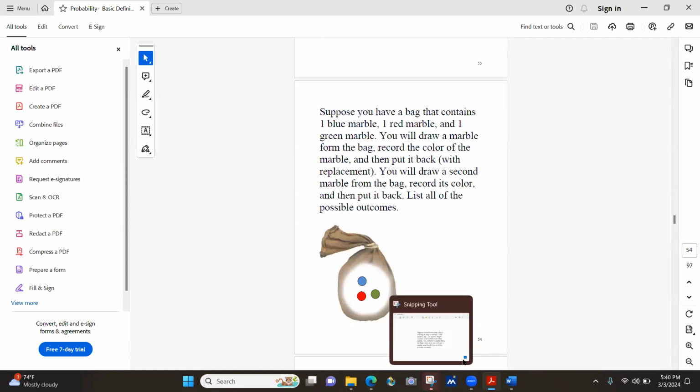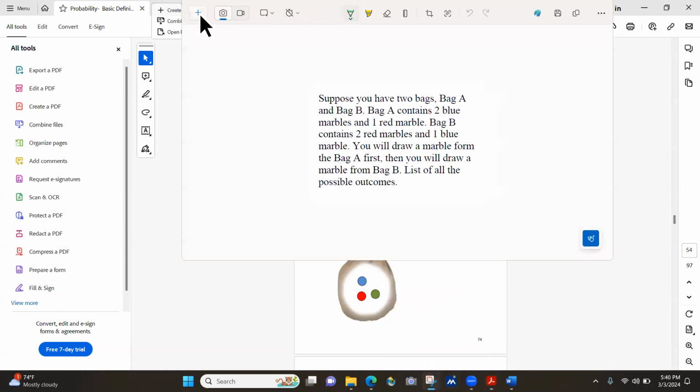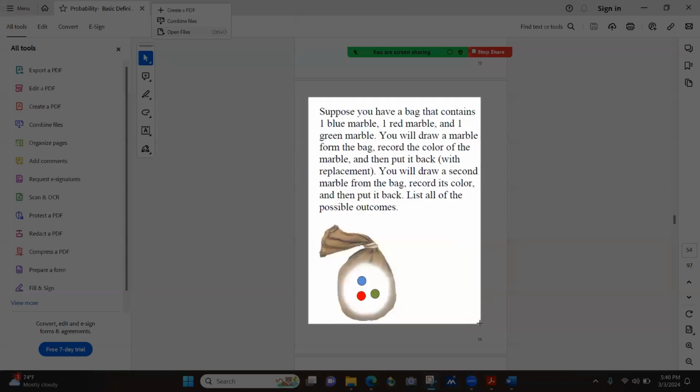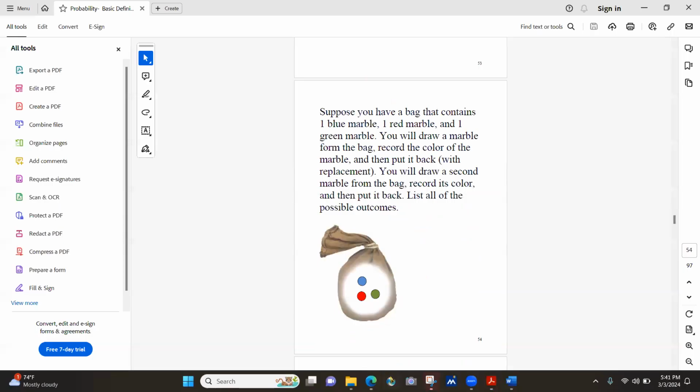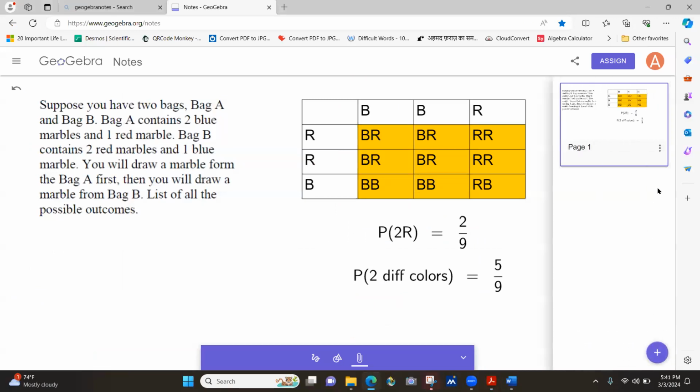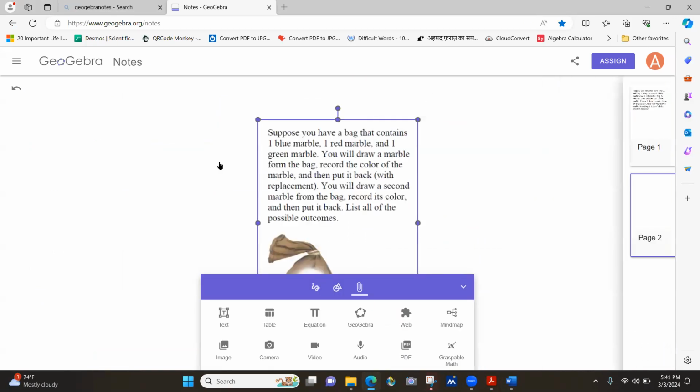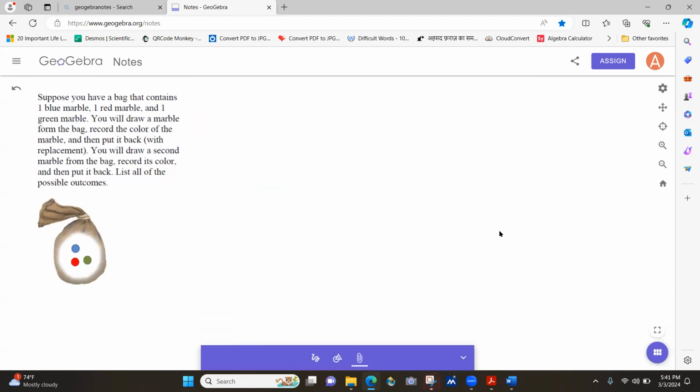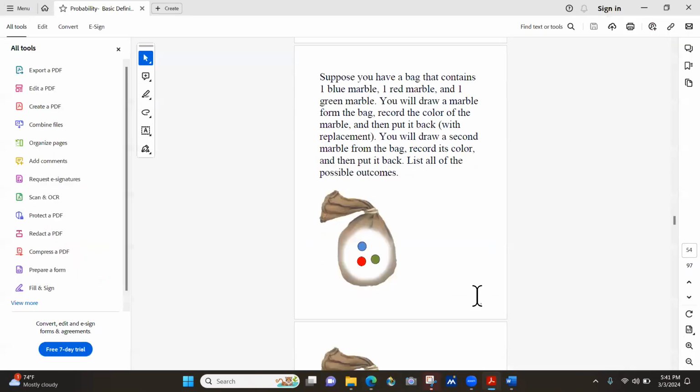So I'm going to see how I do this. I'm going to just take my slides from here and see if we can work on this one. This is also a problem, I think, from your book, something very close to it. Suppose you have a bag that contains 1 blue marble, 1 red marble, 1 green marble. You will draw a marble from the bag, record the color, and then put it back. It's called with replacement. So you draw from the same bag twice, but with replacement, and you're trying to find the possible outcomes or sample space. Now, I have the sample space here.